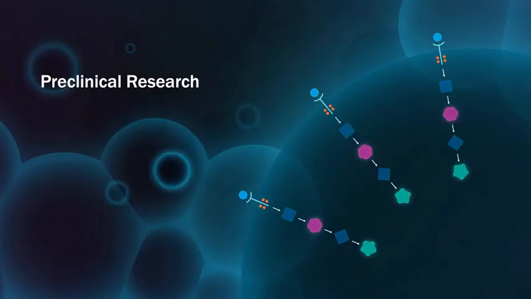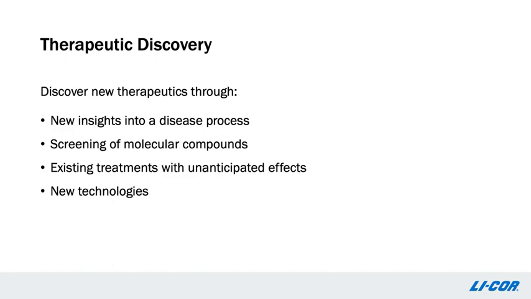Let's go into a little more detail about the preclinical research involved in therapeutic discovery and development. Preclinical research begins with therapeutic discovery. There are several ways a researcher may identify a potential therapeutic. It could be new insights into a disease process that allow researchers to design a product to stop or reverse the effects of the disease.